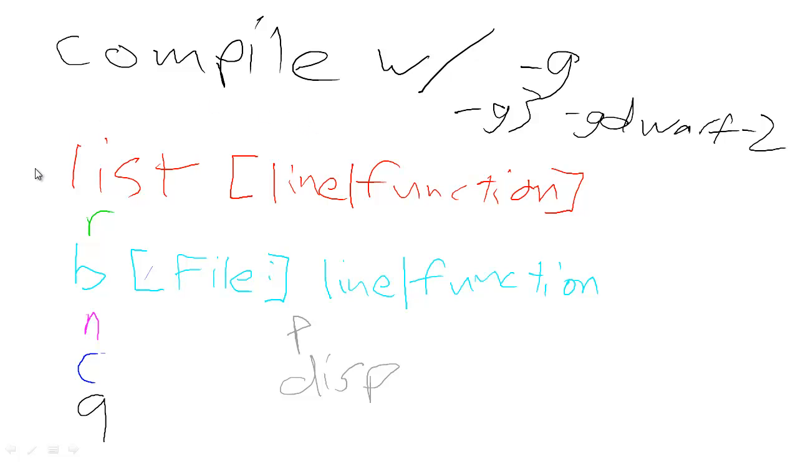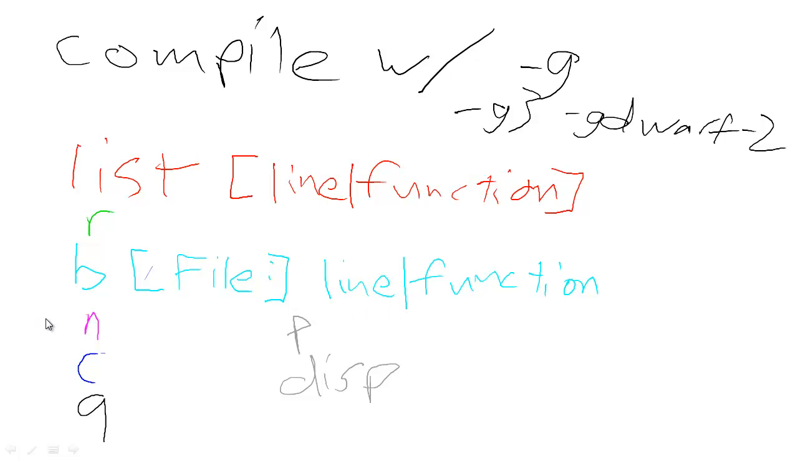When you want to actually see your source code, you can say list followed by a line or function number, or just say list to do the lines around where you currently are. R will run your code. B will add a breakpoint. You can optionally specify a file, just like you can in list. And to do that, you would say the name of the file, followed by a colon, and then you would say the line or the function in that file.